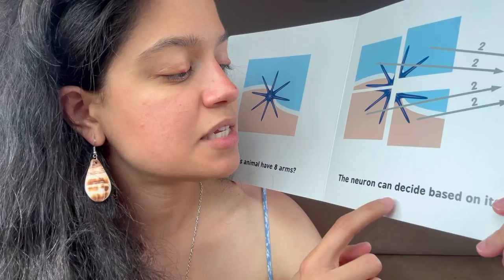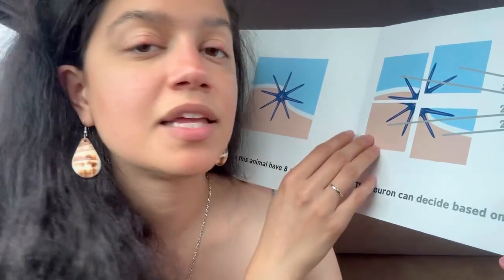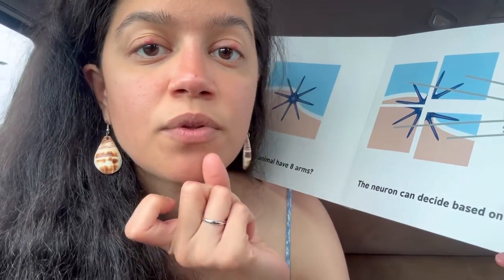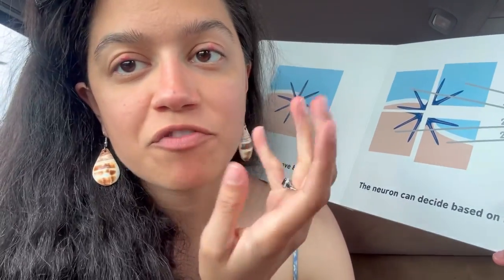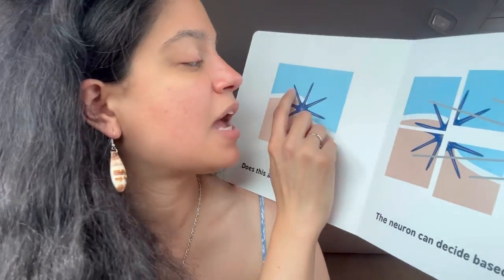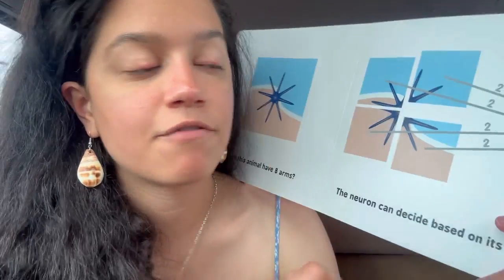The neuron can decide based on its input. So in your brain, you might have tallied it up going by 2s. We only went by 1s. You could also go by 4s. Split the starfish in half and count half of it and then the other half.